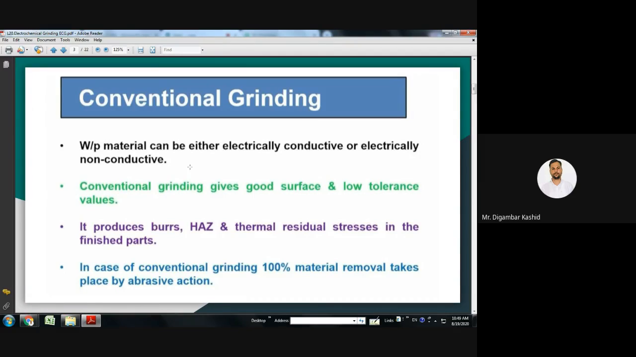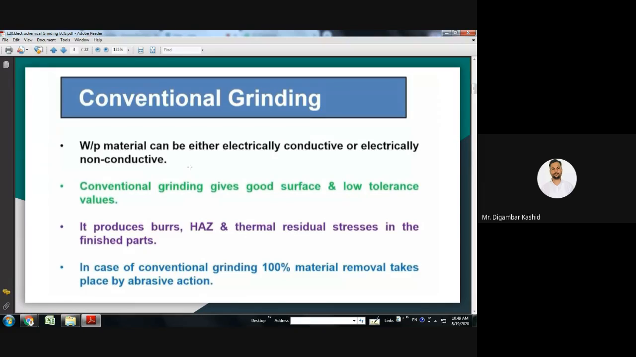Okay, and you need a bonding material, like zinc bond. So that will act as a bonding material that bonds together the abrasive particles and your wheel.